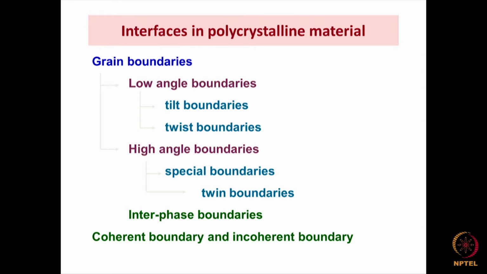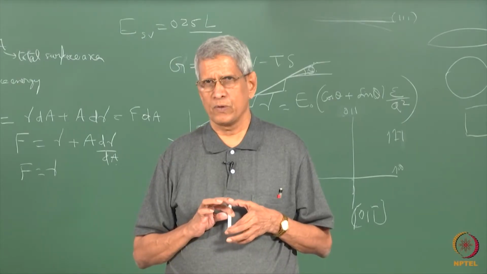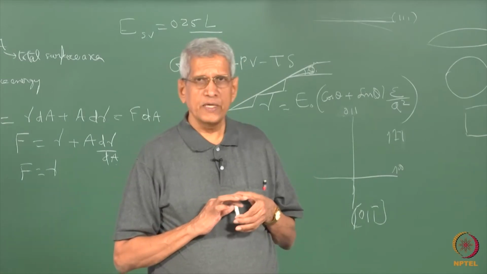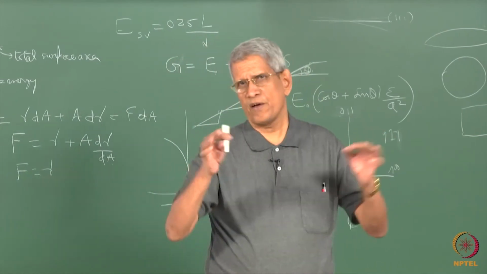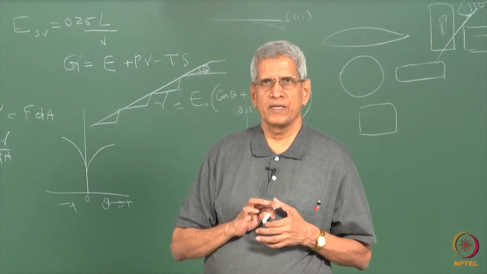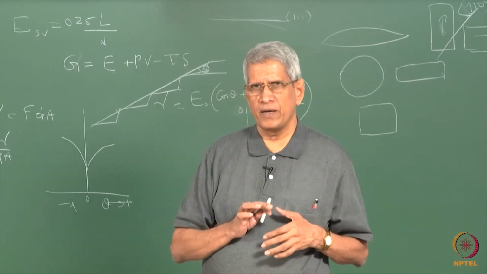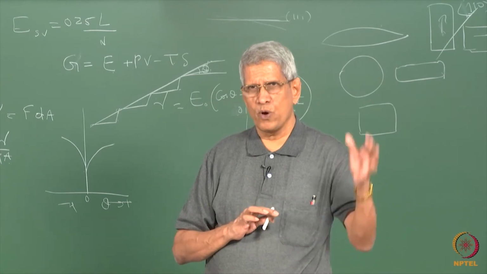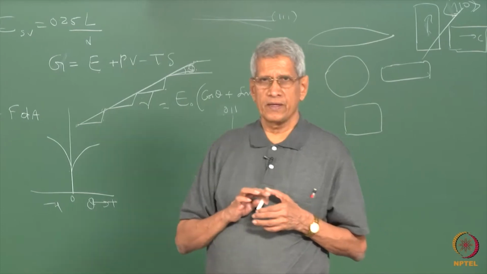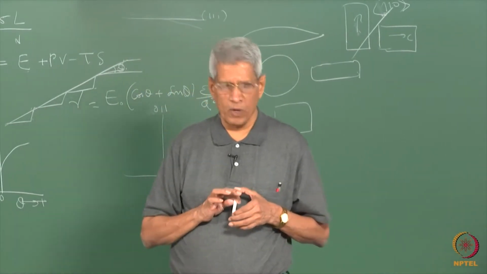In a polycrystalline material, each grain is like a single crystal, but oriented differently. The interface between them is the grain boundary. There are a lot of classifications of these interfaces. If the misorientation between these grains is small, we call them low angle boundaries. If the misorientations are high, we call them high angle boundaries.